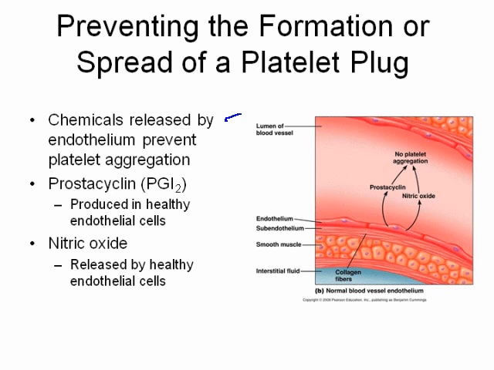These are chemicals that are released by the endothelium, such as prostacyclin and nitric oxide, that are produced by healthy, non-damaged endothelial cells, and they help to prevent platelet coagulation. In addition, there are other substances that will be released at the site of the clot that will help to dissolve the clot as the surrounding tissue heals.